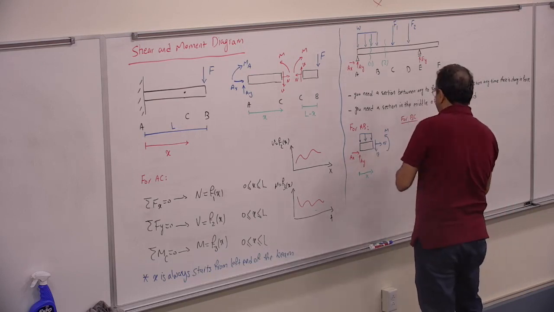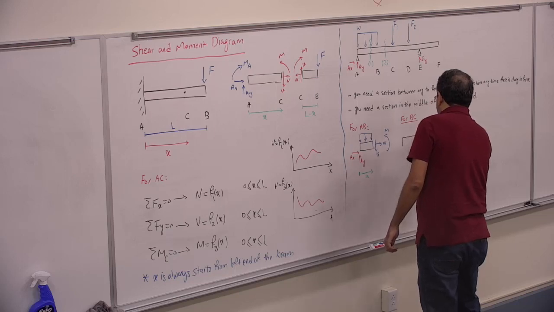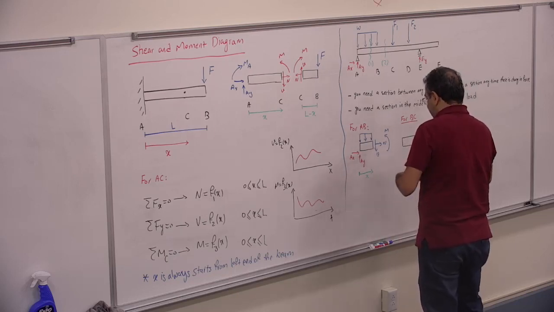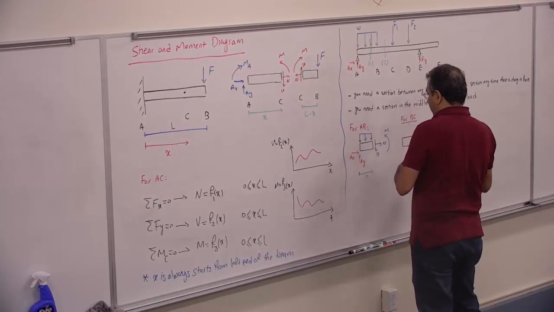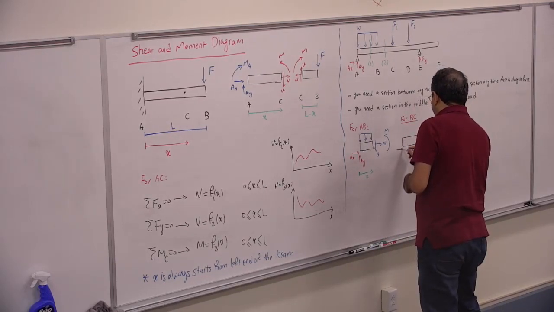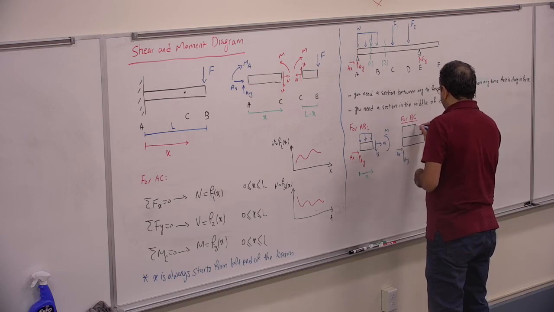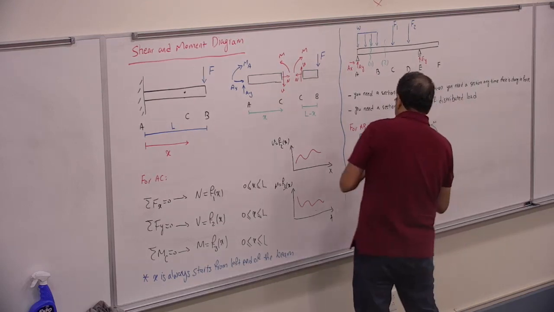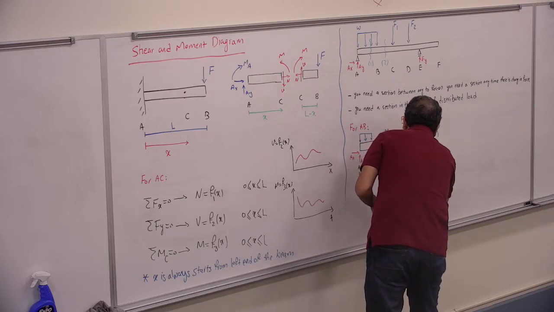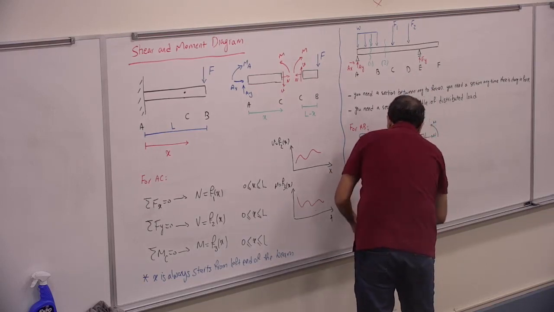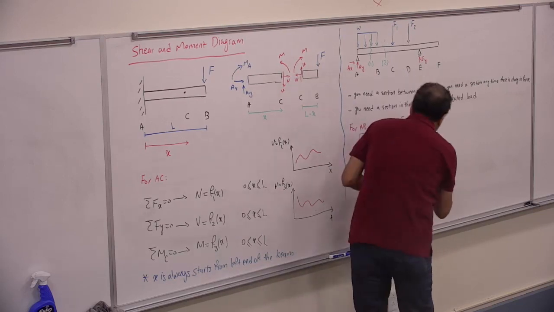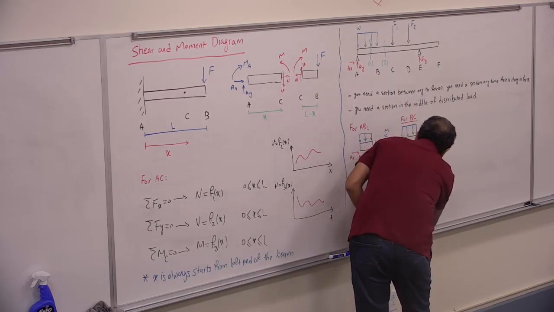Again, I start it from here. AX, AY, and B, M, and so this is the point A, this is the point B. Again, the X will start from here to that section.